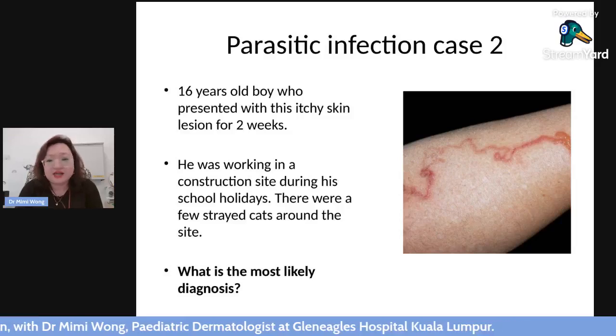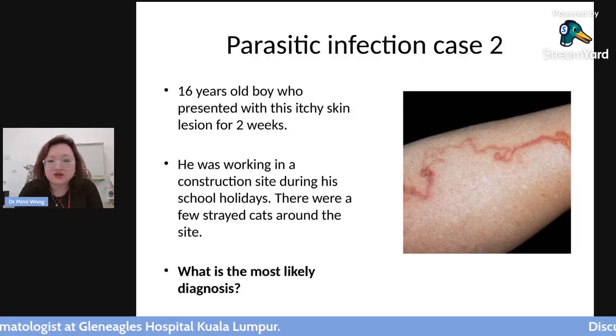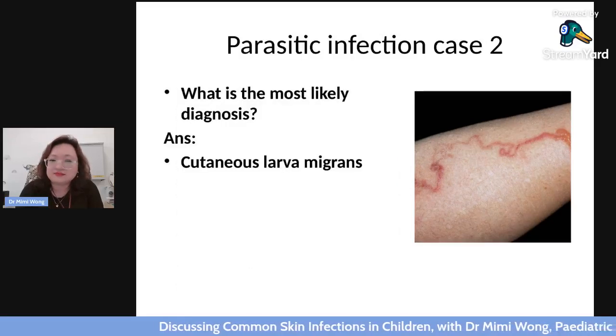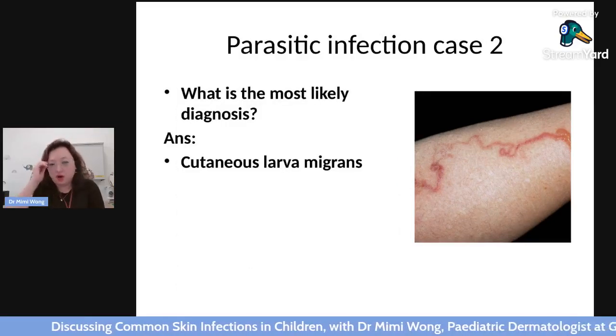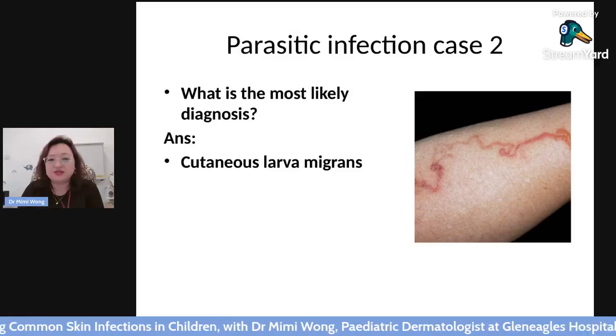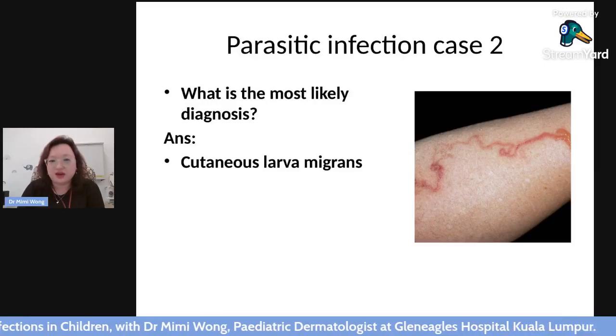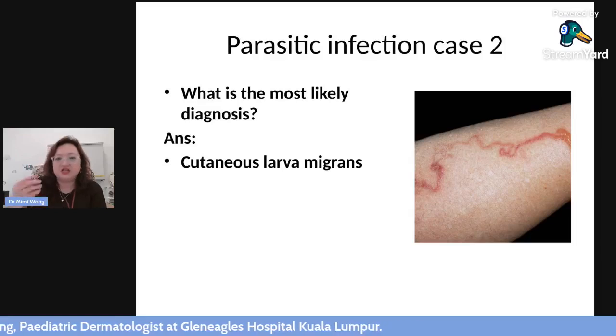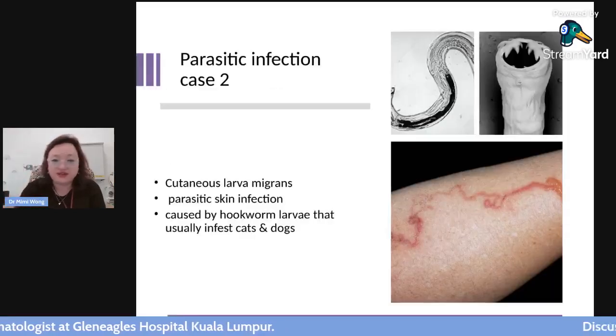Okay, and you can see here these very weird linear, tortuous, thread-like things under the skin. So what do you think is happening here? Yeah, so this is what we call cutaneous larva migrans, a condition characterized by hookworm infestation.